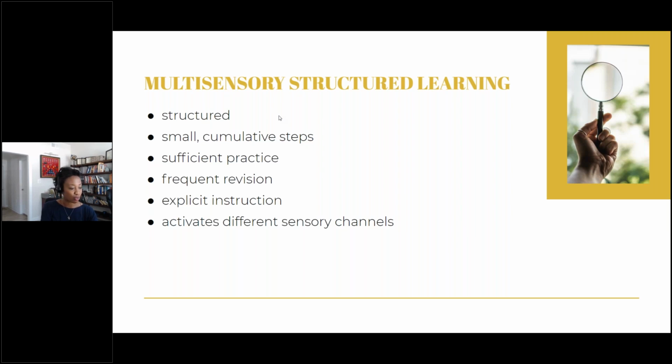multisensory structured learning approach teaches elements of the second language, the L2, the sound, the spelling system, vocabulary, and grammatical structure through the activation of auditory, visual, tactile, and kinesthetic pathways. And so that's the last bullet point here. It talks about activating different sensory channels. I don't know if you've heard of this before, but it's very effective.